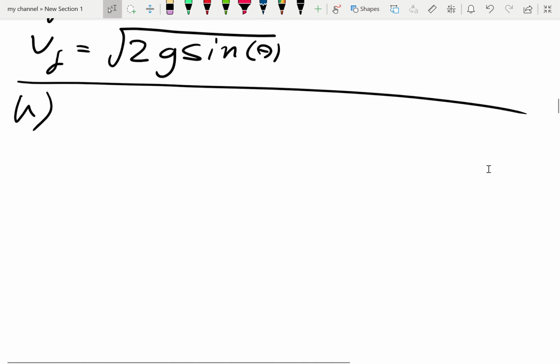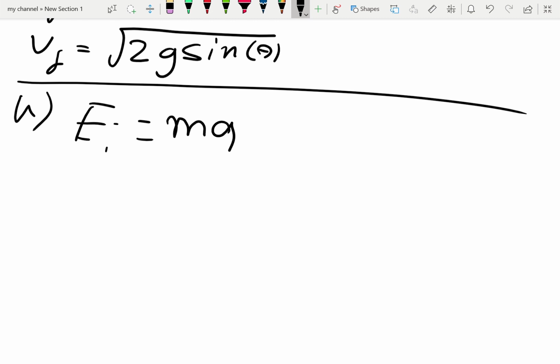Okay, so going back from part A, we have the initial energy of the block is given by EI equal to mgs sine theta.